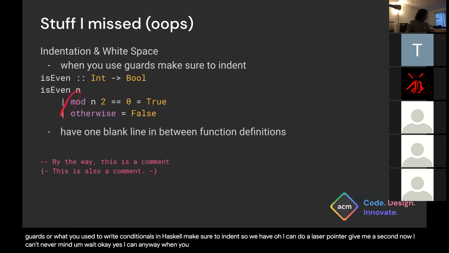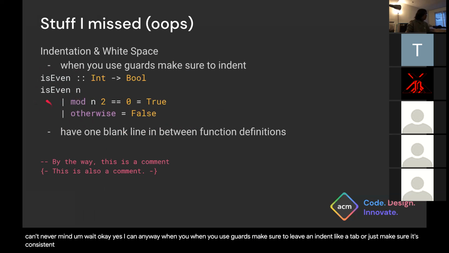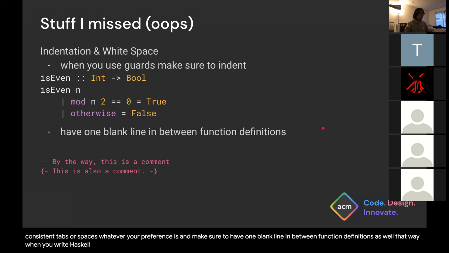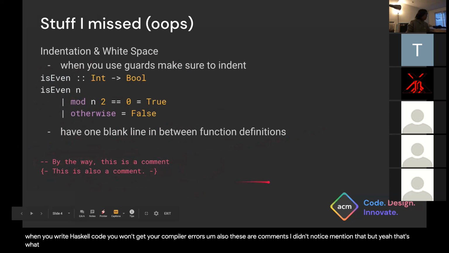when you use guards, make sure to leave an indent, like a tab, or just make sure it's consistent. Tabs or spaces, whatever your preference is. And make sure to have one blank line in between function definitions as well. That way, when you write Haskell code, you won't get weird compiler errors. Also, these are comments. I didn't mention that, but yeah, that's what those are.